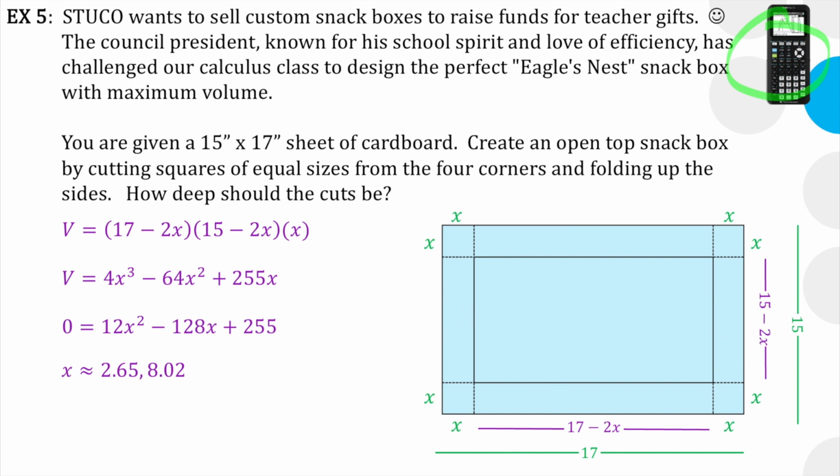Well, if x equals 8.02, that is just not going to work. So that's kind of outside of our domain. But 2.65, let's just check on that one. So would 2.65 be a maximum? If you plug in a 0 to the derivative, yeah, you get a positive, and if you plug in some big number, you get a negative. So indeed, that's our way to maximize the volume of the snack box.